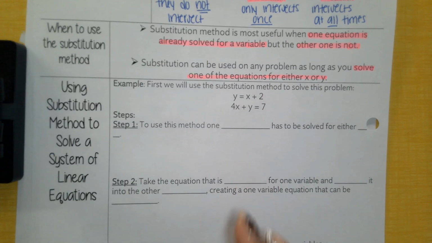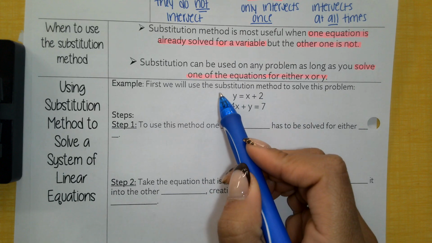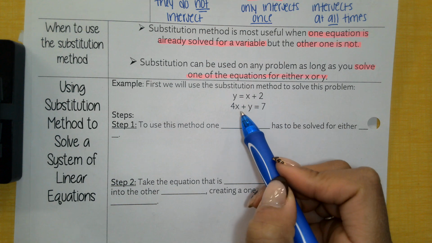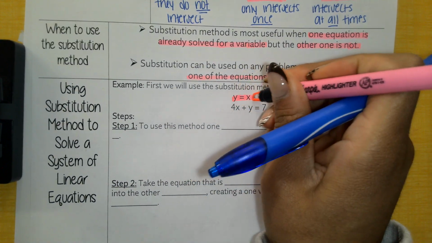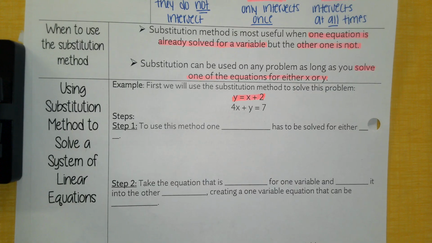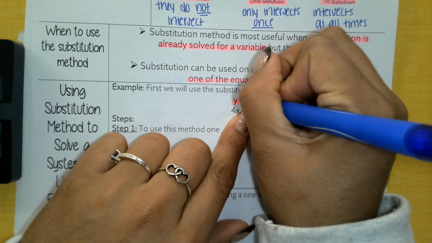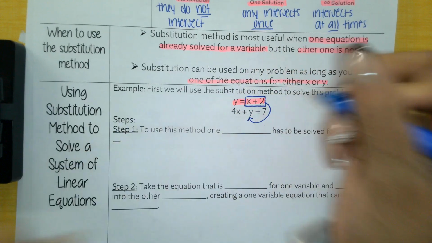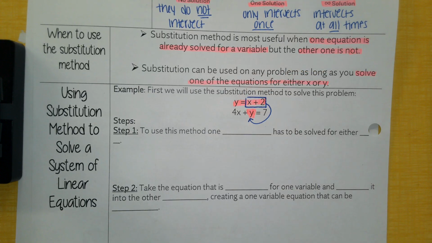So let's look at this example. First we will use the substitution method to solve this problem. You have y is equal to x plus 2, and then 4x plus y is equal to 7. If you notice, you already have y equals, which is this first equation right here. What this means is that your y is already solved for. So using this x plus 2, you're going to replace the y in the second equation. We're substituting x plus 2 into the second equation.